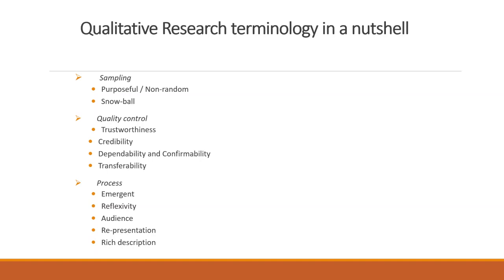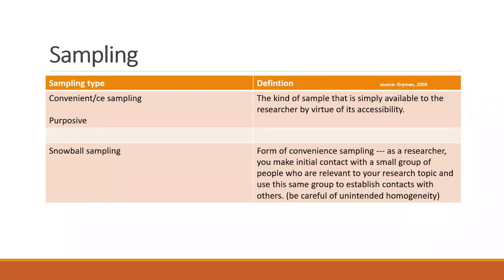So quality control. In qualitative research, we're interested in trustworthiness, in credibility, dependability, and confirmability, interested in transferability. And then the process of doing the work, of actually conducting the research, it's emergent, as I've already indicated. There's lots and lots of processes of reflexivity, the audience, and the representation of the work that you've produced, and then rich description as well. And I will get to these in a moment. Okay, so starting with sampling.